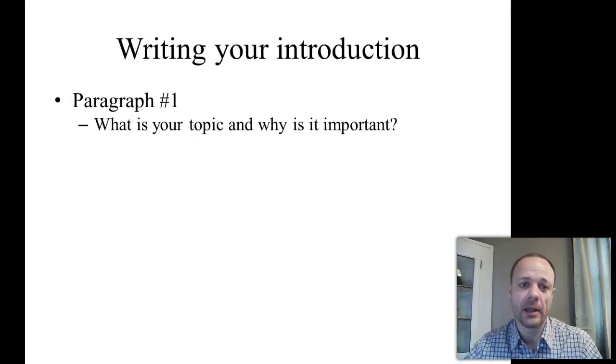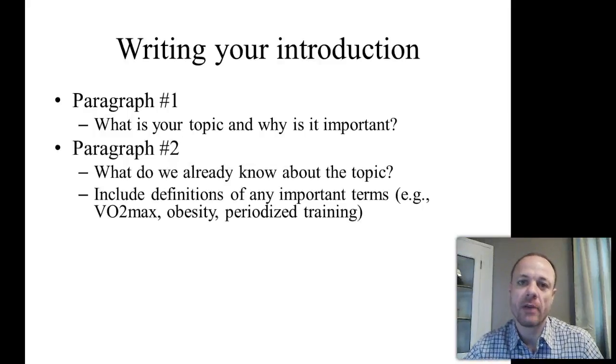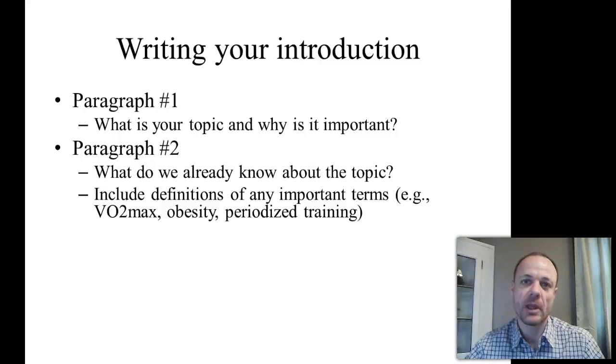Under this format, your first paragraph would address what is your topic and why is it important. In your second paragraph, you would address the question, what do we already know? So that would be taking maybe 5 to 7 primary sources and summarizing that information, very similar to what you had to do for your summary assignment.